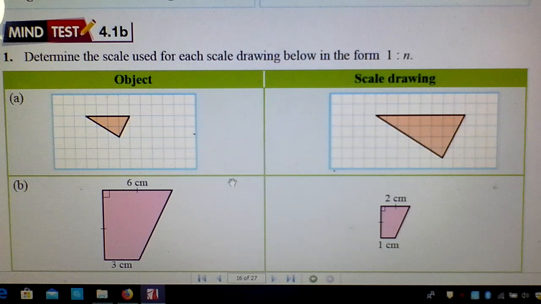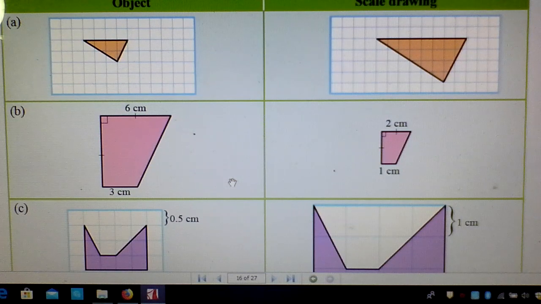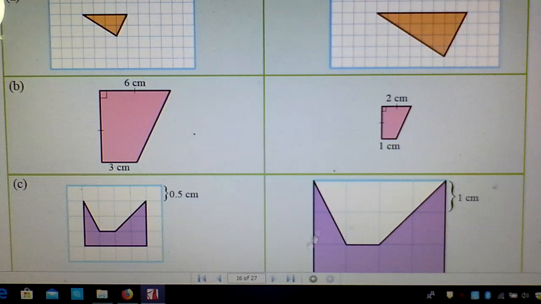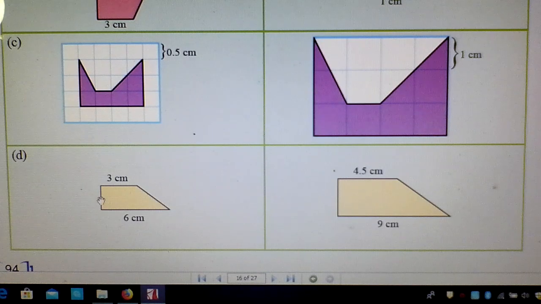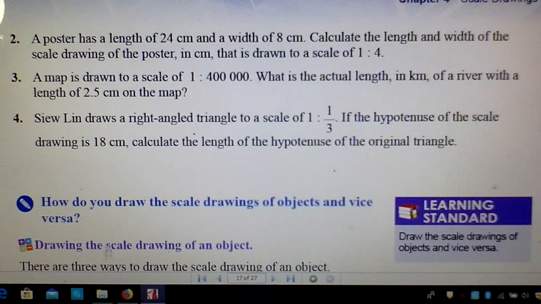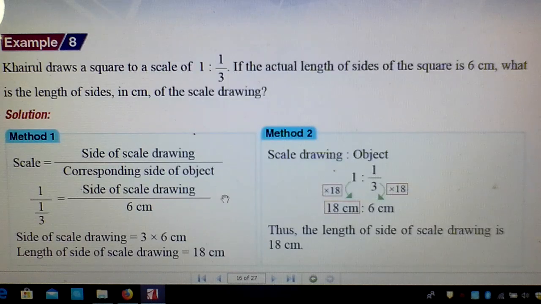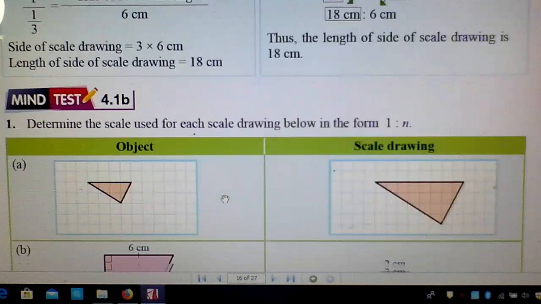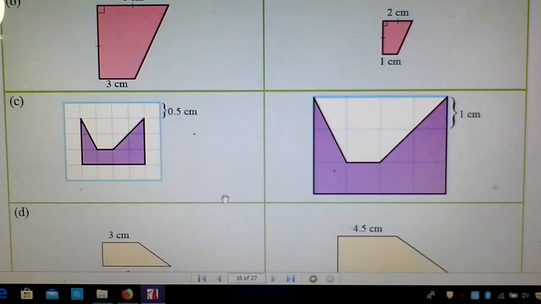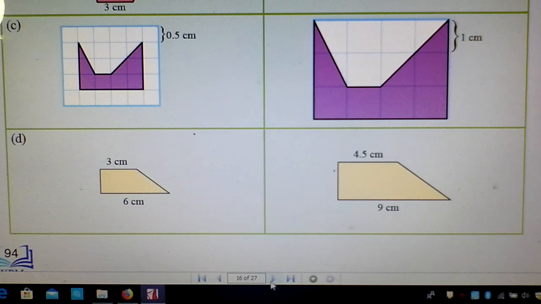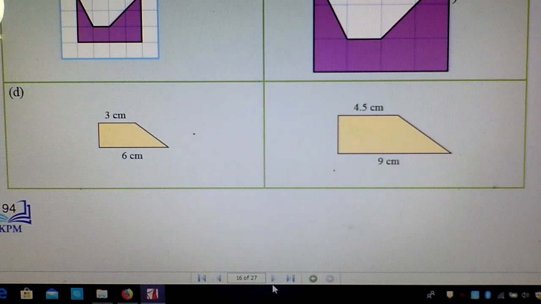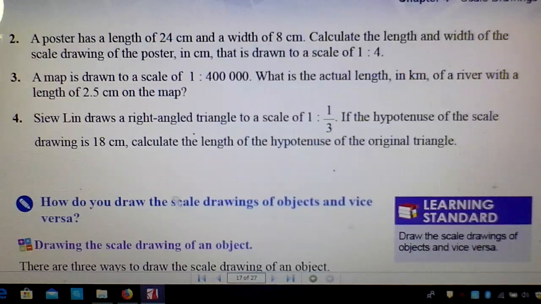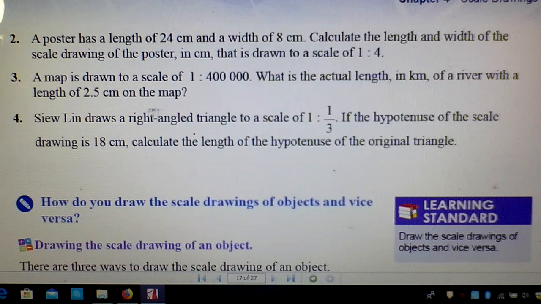Okay, so you try to calculate this one. Maybe you can draw the diagram again, then answer the question, or you can print out this one. You can photostat, paste into your book, and then answer the question. Okay, so that one is Mind Test 4.1b. That one is number 1, so you can continue with number 2, number 3, and number 4.